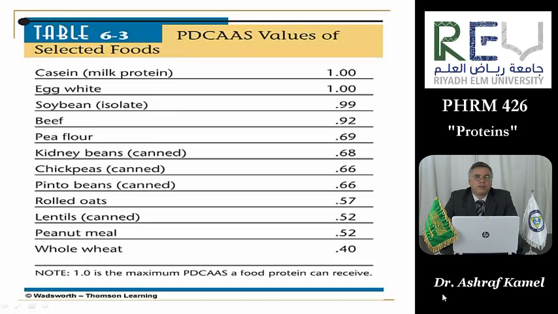This table shows the protein digestibility corrected amino acid score values of selected foods. We can notice that the best, the most complete proteins are casein, which is the milk protein, which has a PDCAAS value of 1, and the egg white. The soybean has 0.99, the beef 0.92, and the other proteins have lower protein digestibility corrected amino acid scores, in descending order going down.